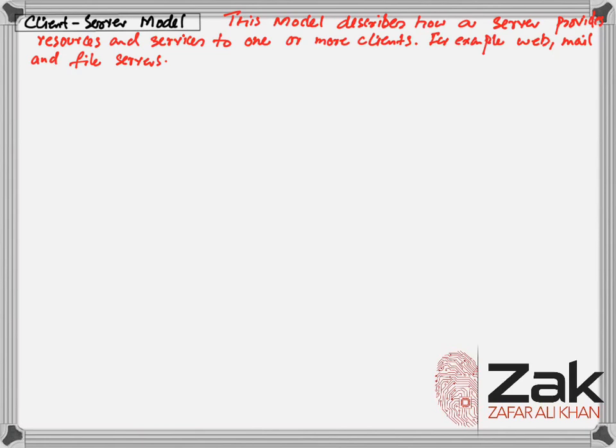Now, the client server model. At first, this model describes how a server provides resources and services to one or more clients, for example, web, email, and file servers. You need to understand that all the devices that we have are clients, and the computers which are holding the websites and the data related to them are servers. Like when we want to access Gmail, we use, let's say, our cell phone. So our cell phone is the client. The cell phone tries, through the internet, to get in connection with the web server, which is actually providing the email.